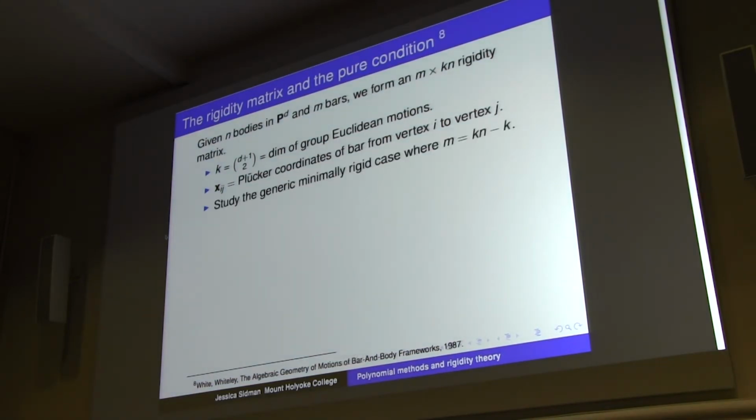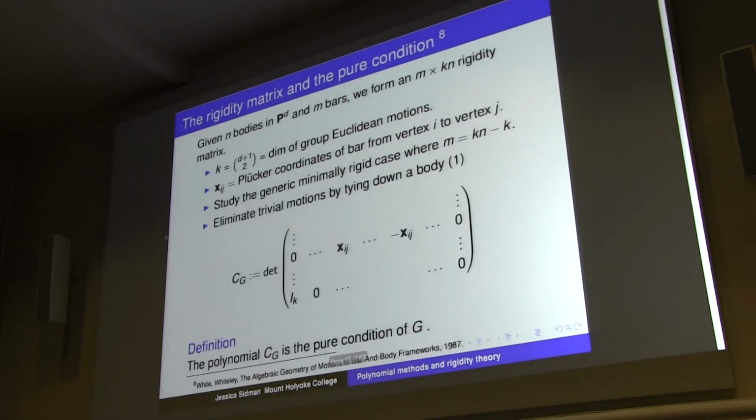And so I want to study the generic minimally rigid case. So again, I'm going to restrict to where the number of bars is kn minus k. And so my rigidity matrix is going to look like this. That's a typical row in my rigidity matrix. It's the ith row, and I'm showing you the columns associated to the jth vertex. So that xij is k columns wide. Okay, so it's xij and minus xij.